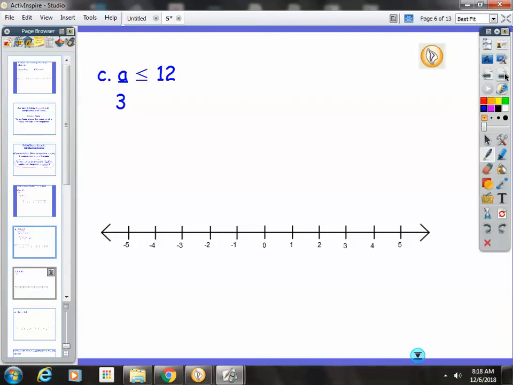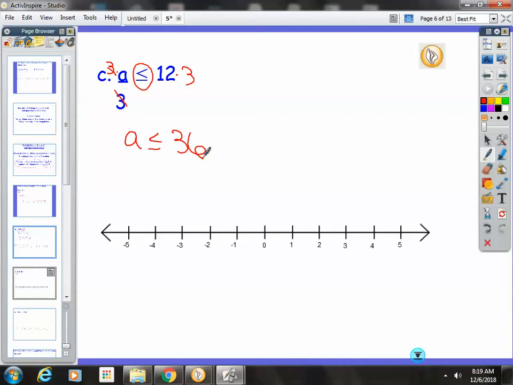This one, letter C, I have A divided by 3 is less than or equal to 12. If I want to get A by itself, what would I do to both sides of the inequality? Multiply by 3, correct? Now, when I multiply by a positive 3, does that change my inequality symbol? No. The number we're multiplying by is a positive number. Nothing changes. So the graph is going to be A is less than or equal to 36.